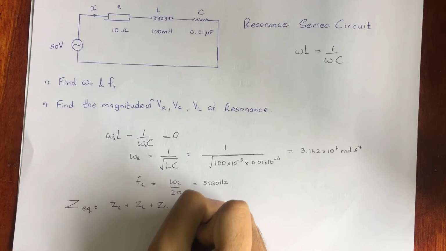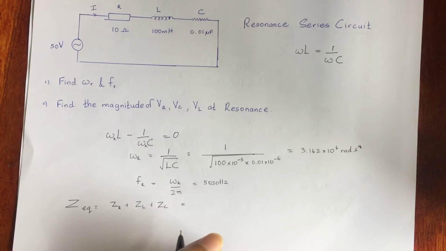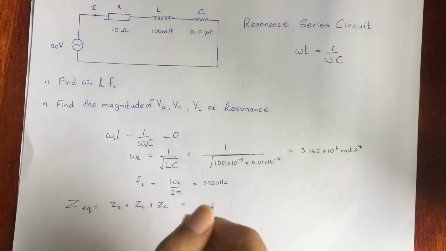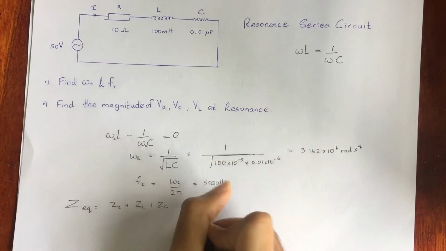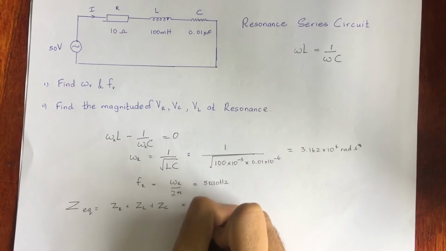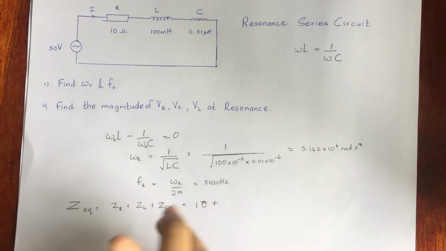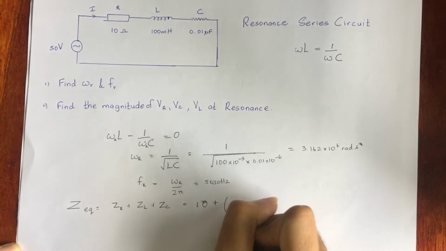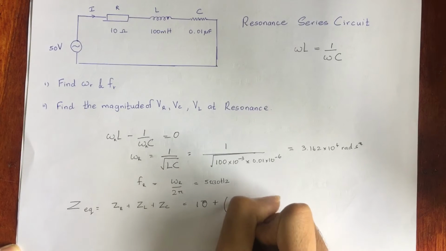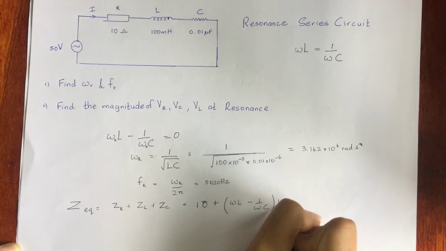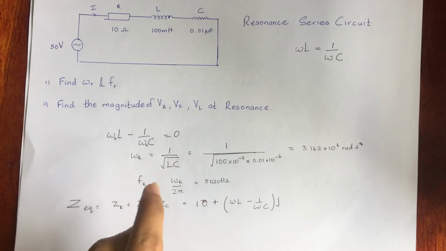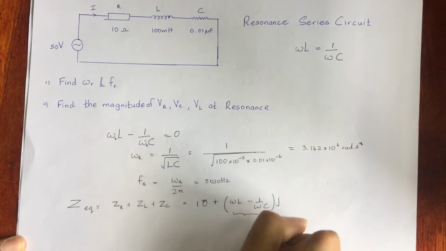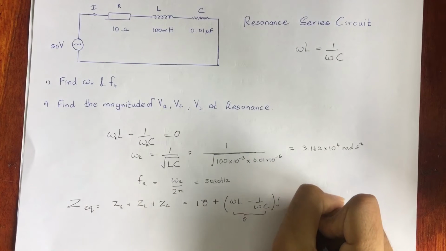After that, I am going to substitute these values and we will get an answer. ZR is equal to 10 ohms, plus ZL plus ZC, which would be 0, because ZL plus ZC is j(omega L minus 1 over omega C). The real part is R. When there is a resonance, we can directly tell it's going to be 0. From that, we can tell the Z equivalent would be 10.